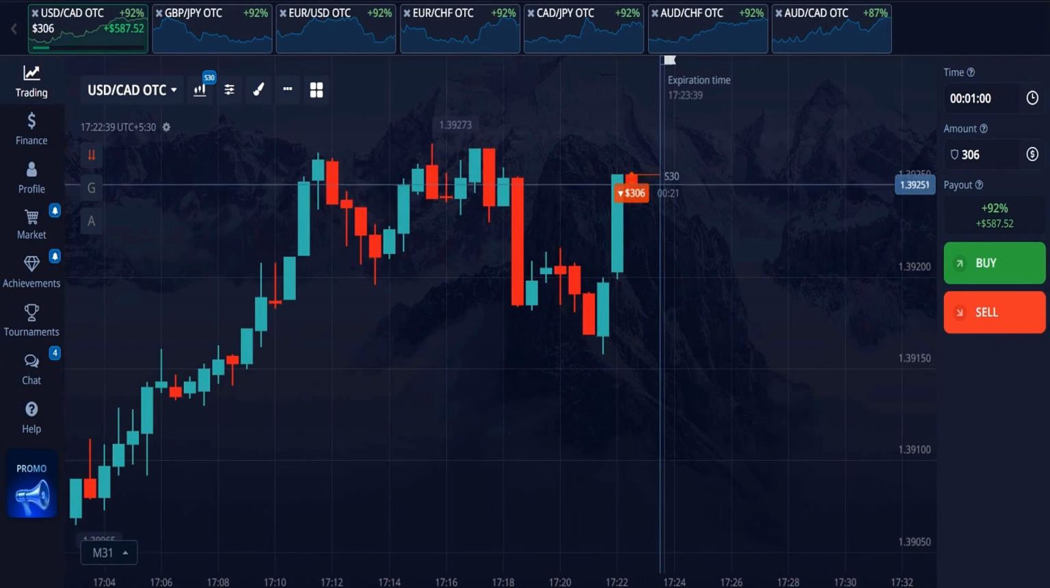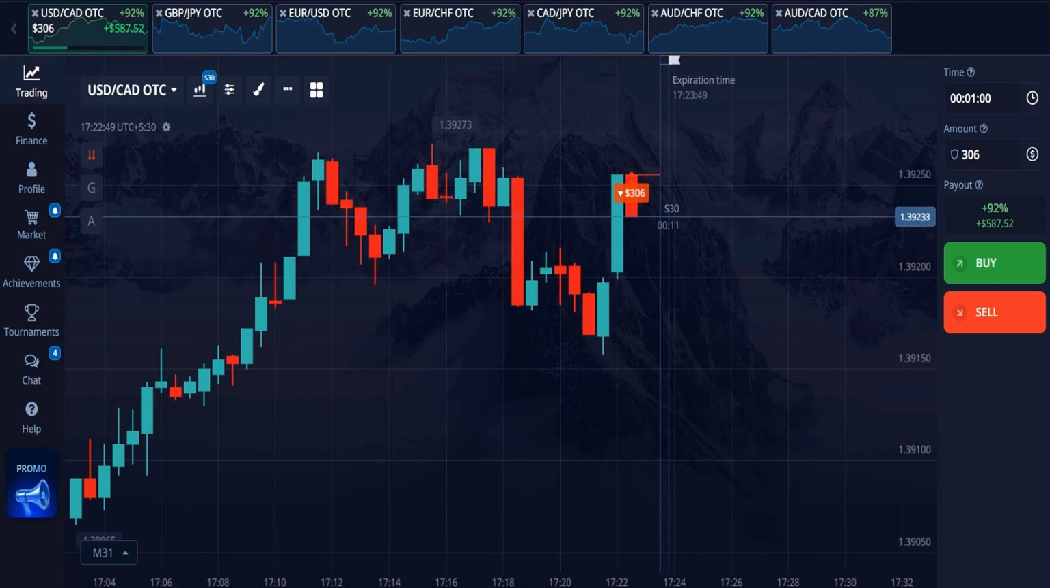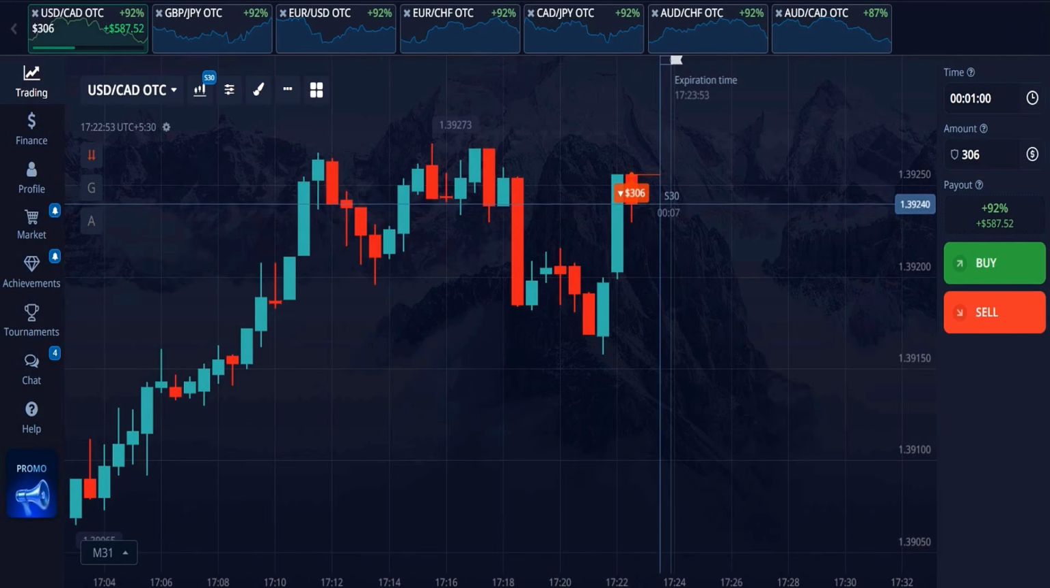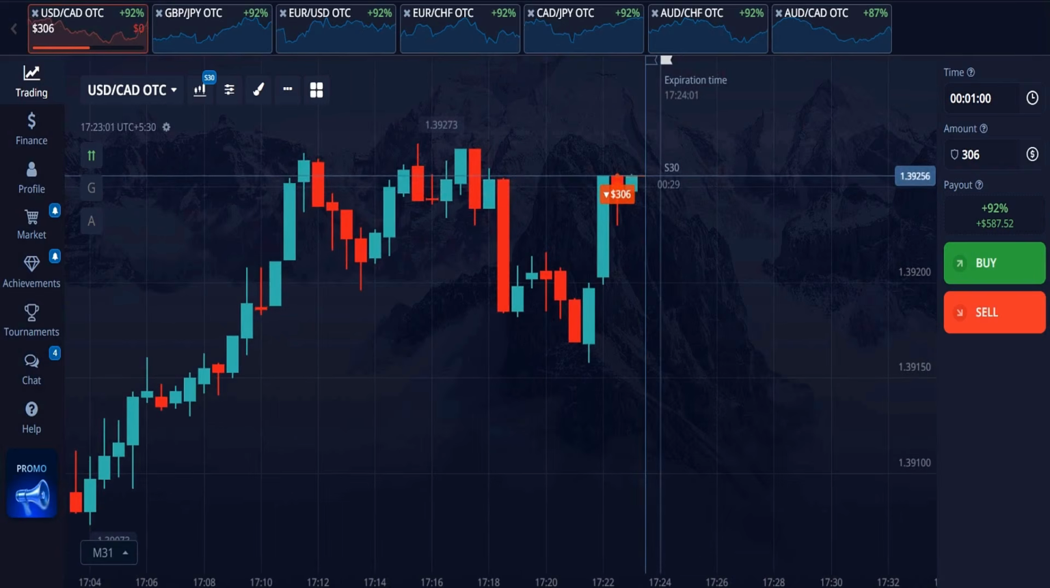Rule 3. Entry setup. For a buy setup, wait for 3 green candles followed by 2 red candles. As soon as the next candle opens, place a buy trade. For a sell setup, wait for 3 red candles followed by 2 green candles. Enter a sell trade at the next candle open. Keep your expiry at 1 minute only. That's ideal for accurate rhythm reversal timing.